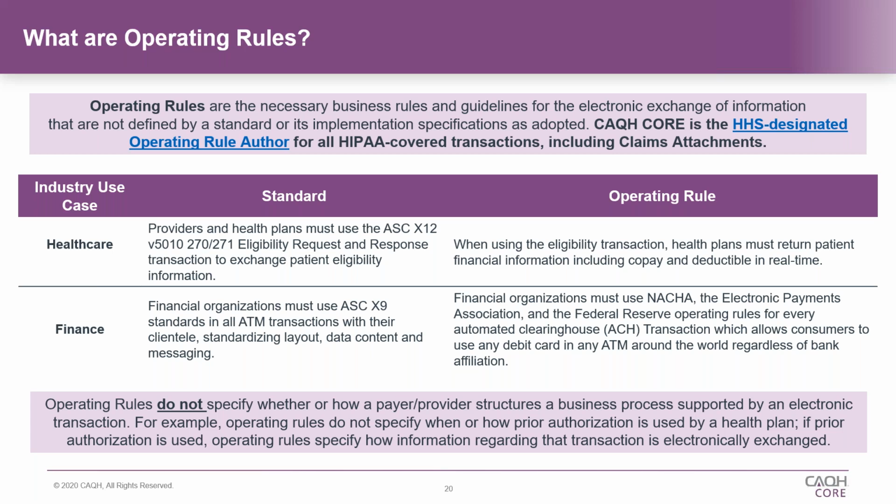So first, from the healthcare perspective, I think many people are very familiar with the 270 and the 271 eligibility request and response transaction. This is the most widely used transaction in the industry, and it is a standard that is required under HIPAA for plans and providers to use to exchange eligibility information.